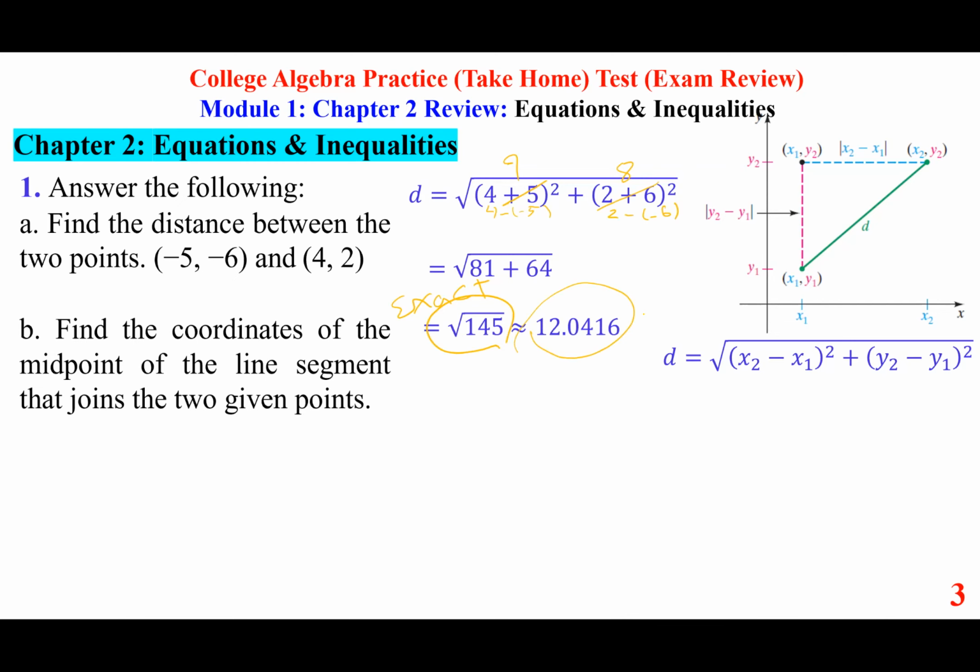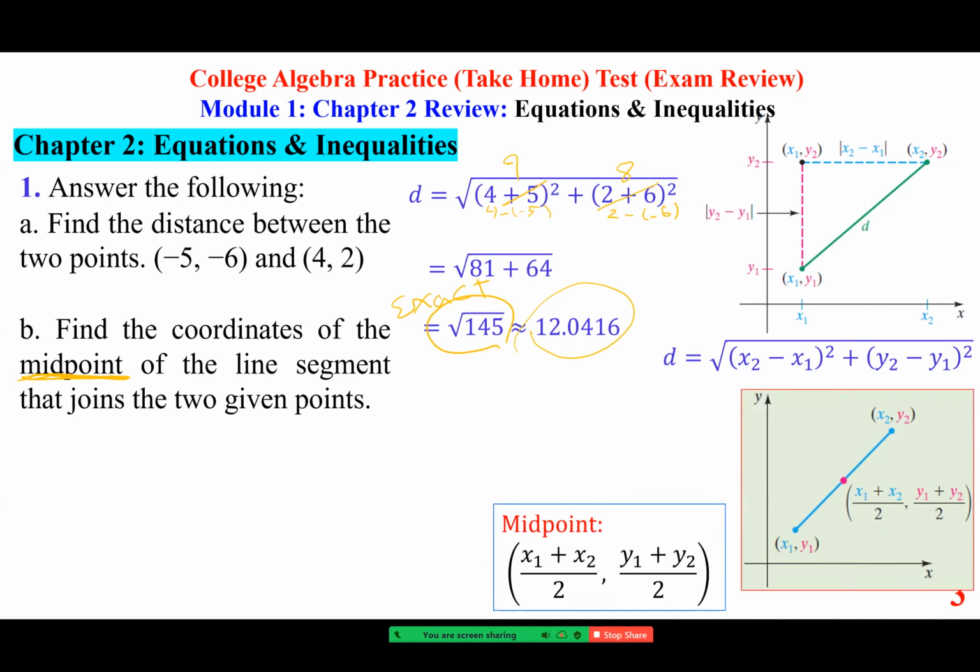The next one is asking for the midpoint. Given the first one with coordinates x sub 1, y sub 1, and the second one x sub 2, y sub 2, how do we find the coordinates of the midpoint? We add up the coordinates for each case, the x coordinates divided by 2 and the y coordinates divided by 2.